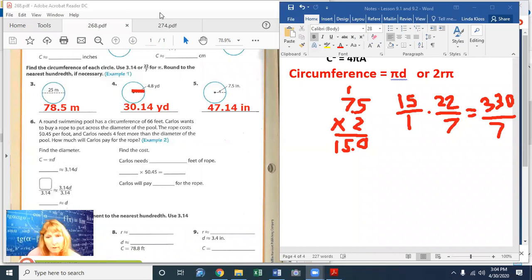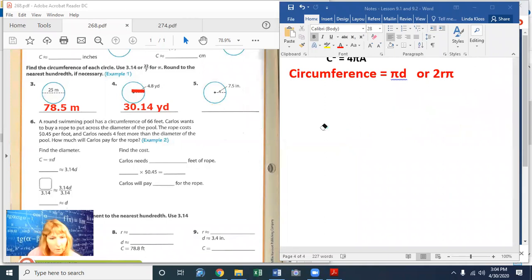Okay, let's erase this and see what number 6 says. It says a round swimming pool has a circumference of 66 feet. Oh, this will be a good one.